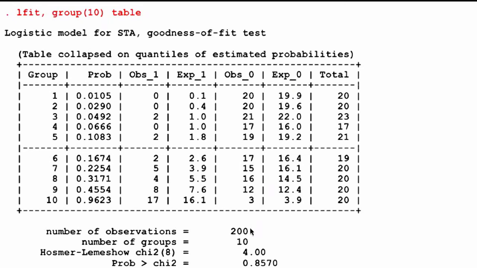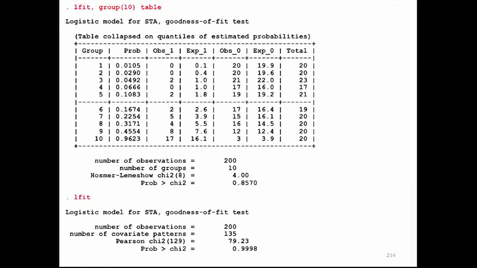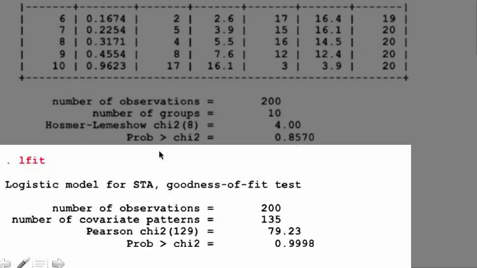And when you do the test statistic, you can see that with 10 groups, 8 degrees of freedom, the statistic is 4. Compared to a chi-square distribution with 8 degrees of freedom, the p-value is 0.86. This is higher than it usually gets, but it's pretty good. It tells us that this model is doing a good job in estimating the true probability of mortality for these ICU patients.